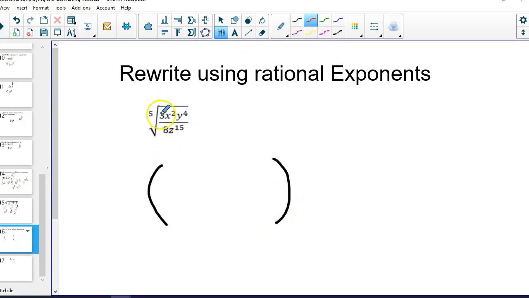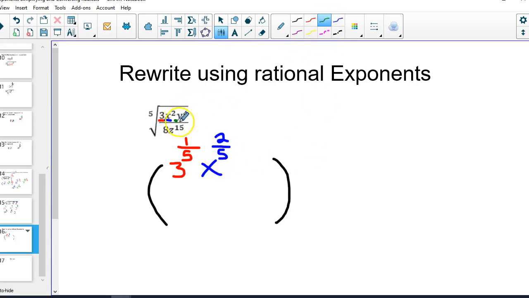Let's start with our 3x squared. So my base, I'm going to start with the 3, not the x squared. Alright, let's start with our 3. 3 only has a power of 1. So we have 3 raised to the 1 divided by the index of 5. Let's go to our next term. We have our x squared. Our base is x. It's being raised to the 2nd power. We have an index of 5.